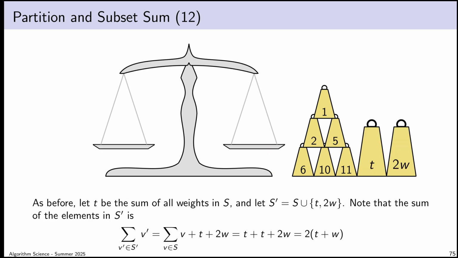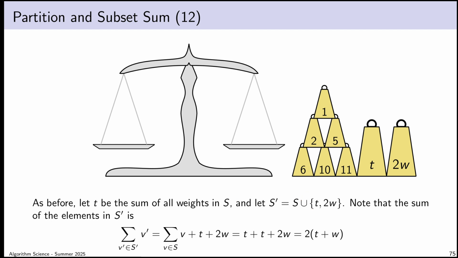Okay, so as before, we're going to add up all the weights in S and call that value T. I'm going to make a new set of weights called S prime. This is going to be my partition instance. It is going to consist of the weights that you gave me, the set S, plus two extra new weights, a big weight called T and another big weight 2 times W. Observe that computing the set S prime is pretty easy. It can very clearly be done in polynomial time in terms of the size of S, because all I'm doing is iterating over it to compute T and then adding two extra things to it.